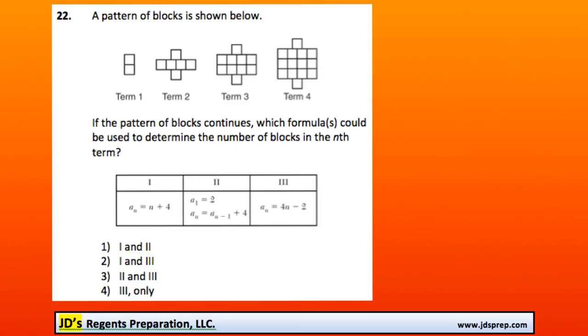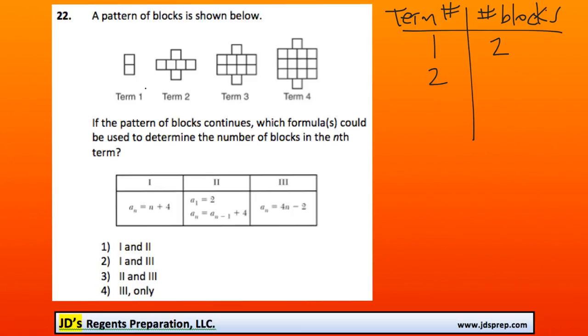So to figure this out, it might be helpful to start by creating a table of values. And we're going to compare the term number to the number of blocks. Okay, so looking at the first one, the first term has 2 blocks. The second term has, looks like 4 more, so 6. And then the third one has 4 more again, so 10. And the fourth one will be 14.